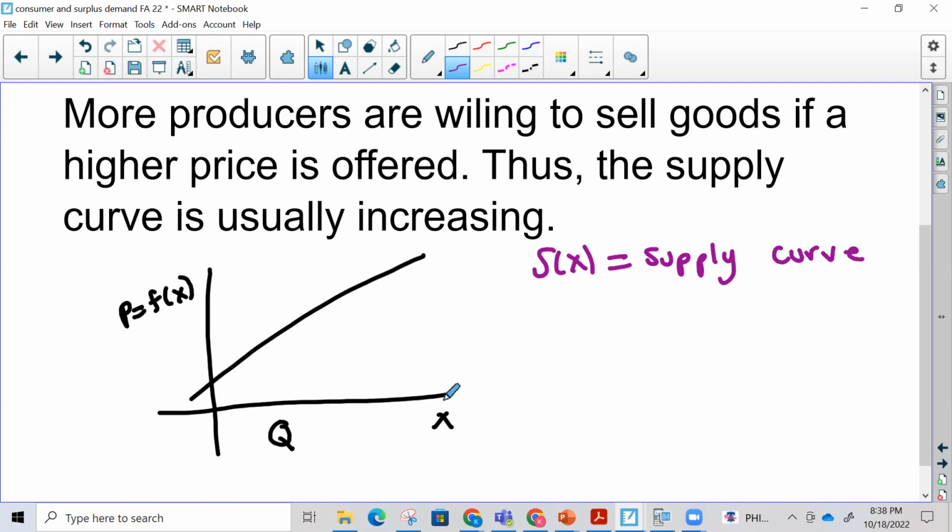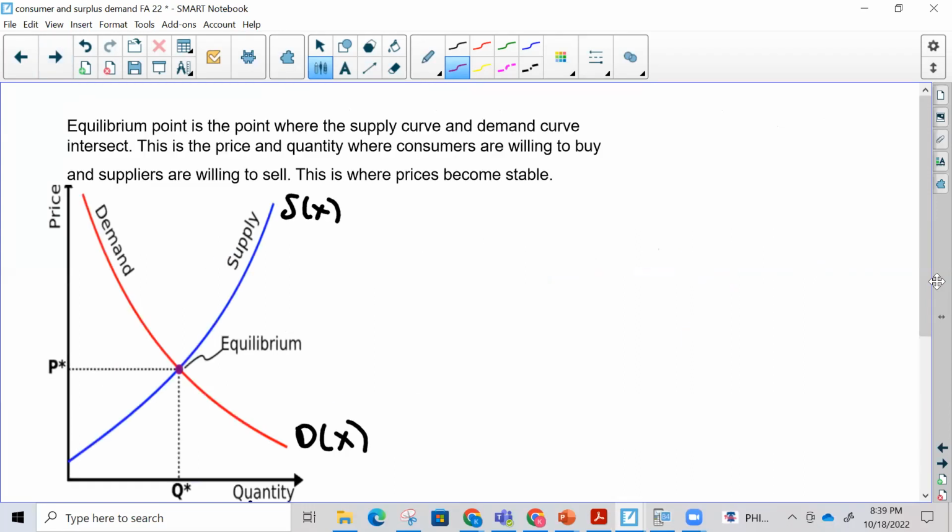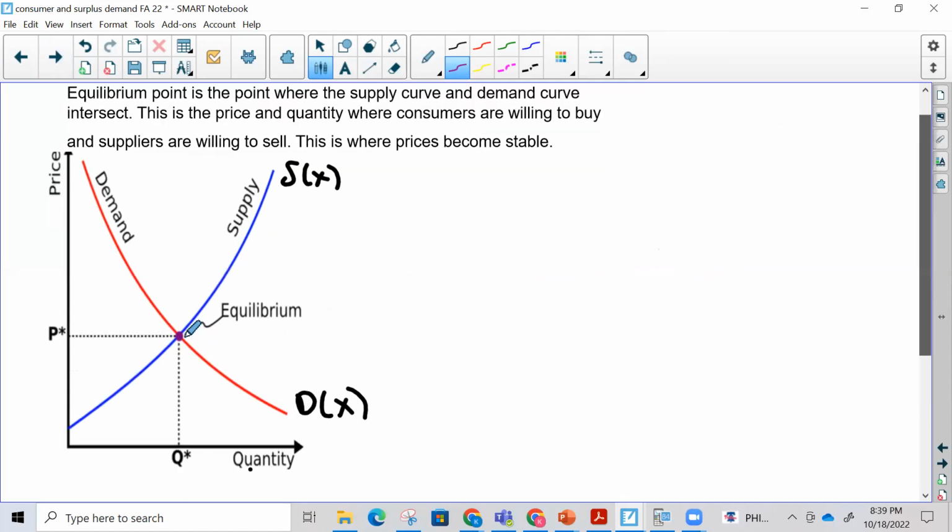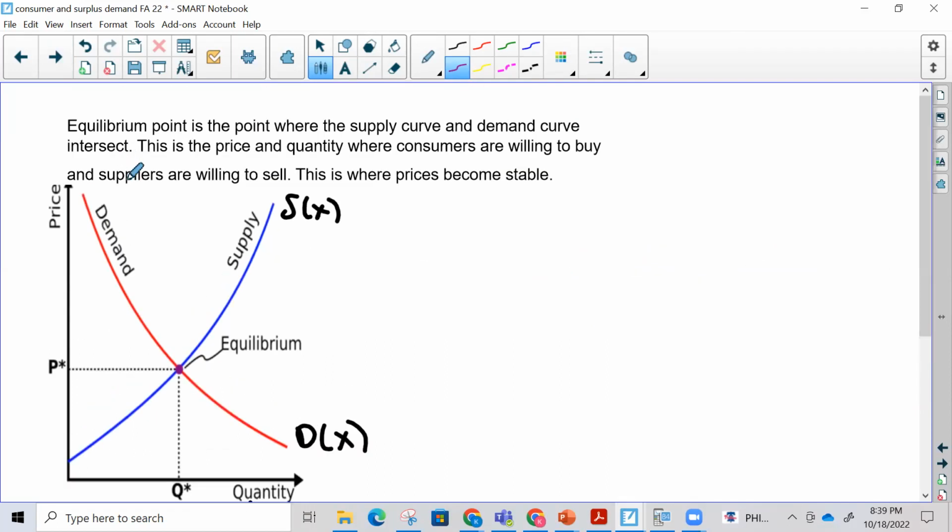On the x-axis, again, is Q, which stands for the quantity. And on the y-axis, again, is price, which stands for F of X. And again, that will generally be an increasing function. So we often graph the supply curve and the demand curve on the same axis. And we want to find where they intersect, which is called the point of equilibrium, or the equilibrium point.